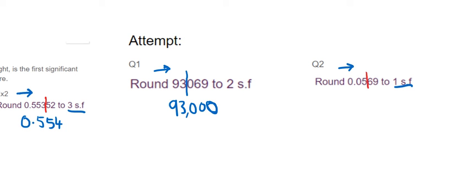So my line will go in between the 5 and the 6, so it's after the 5. The 6 after the line means that the 5 in front of the line will go up by 1. So that will become a 6. So 0.06 is my final answer.